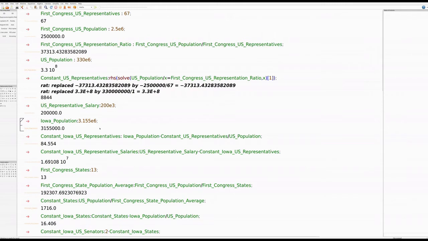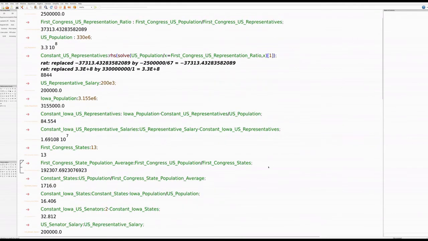The Iowa population is about 3 million. If we were to have representation in Iowa that's the same that we had at the first Congress, that would be 84 representatives. If we were to come up with salaries that we require for all of those representatives, that would be about $15 million, thereabouts, annual salary for all of those.